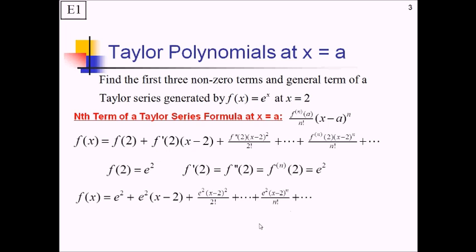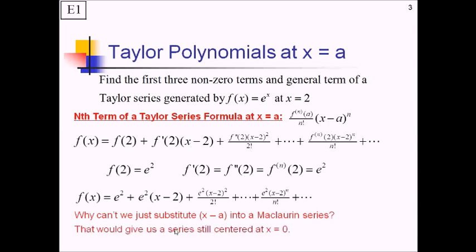And there it is. So you might be wondering throughout this whole process, why couldn't we just substitute x minus a, in this case x minus 2, into the Maclaurin series for e to the x or anything else like that? And the reason we can't just do that is that if you're substituting into a Maclaurin series, whatever you get by transforming a Maclaurin series is still going to have a center of x equals 0, because the Maclaurin series was centered at x equals 0, and nothing is going to change that.